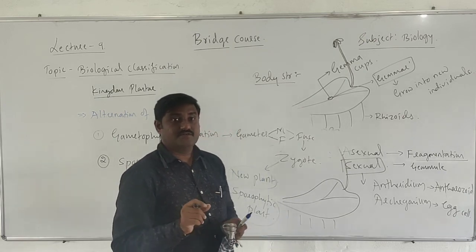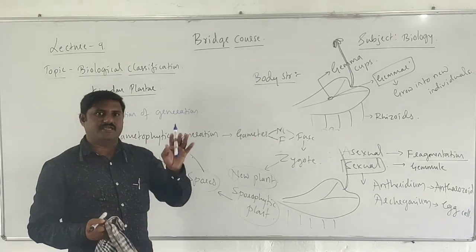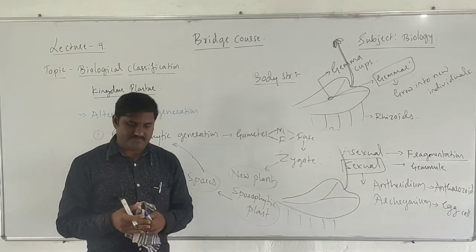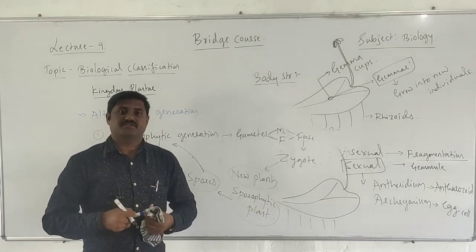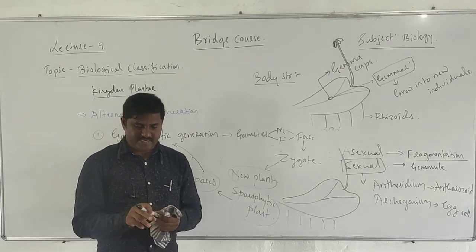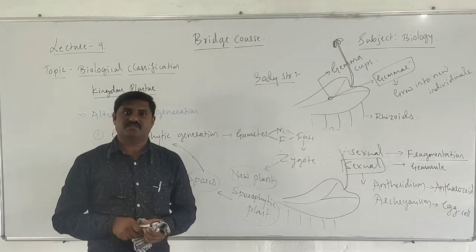So, in PUC 1, we learn more than this. So, this is all about bryophytes. Firstly, I explained algae. The second one is bryophytes. The next one is pteridophytes.